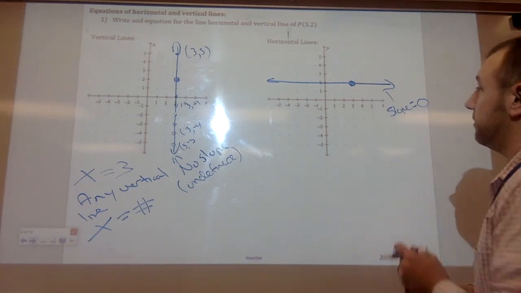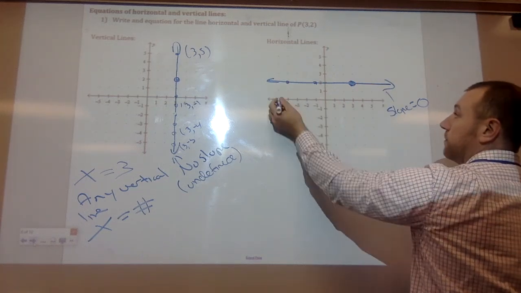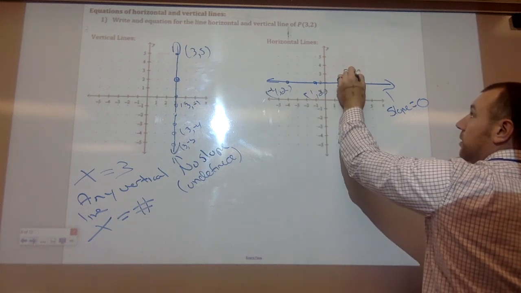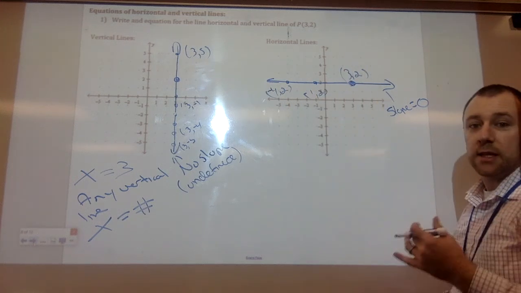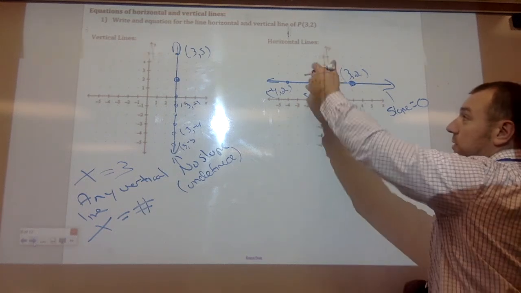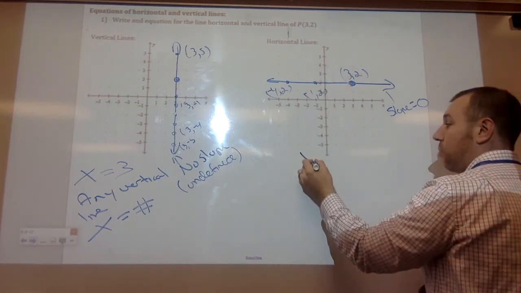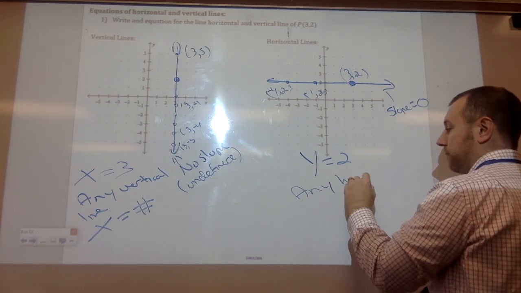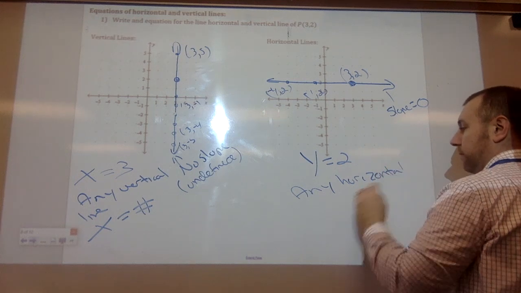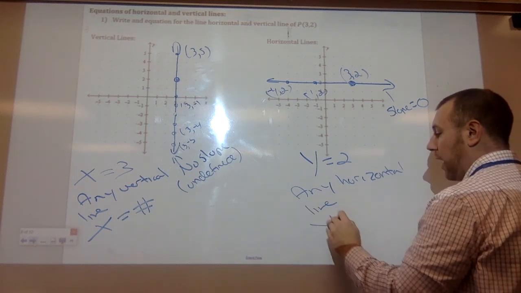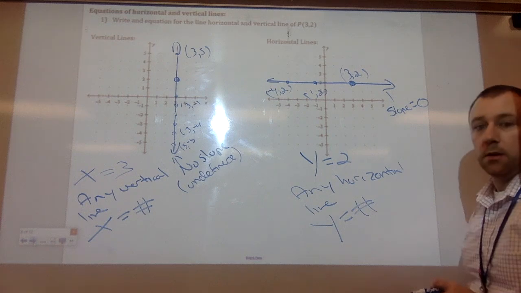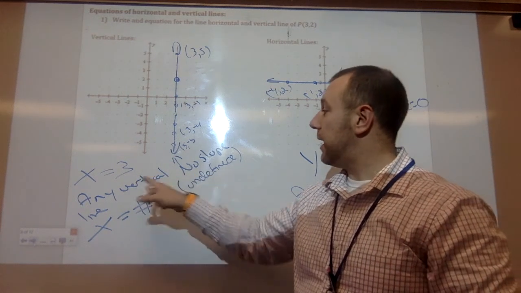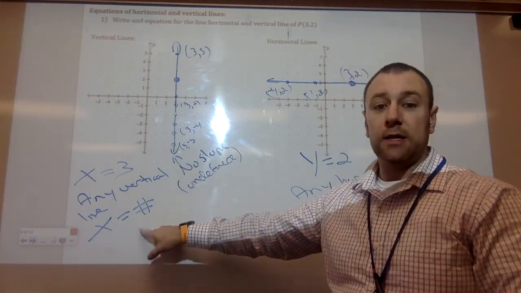Any horizontal line, you'll notice, this one, negative 4, 2, negative 1, 2, 3, 2. The things that are changing are the x's. What's staying the same is the y. This is y equals 2. So any horizontal line is y equals a number. So anything that has a 0 slope is y equals a number. Anything that has no slope or an undefined slope, it's x equals that number.